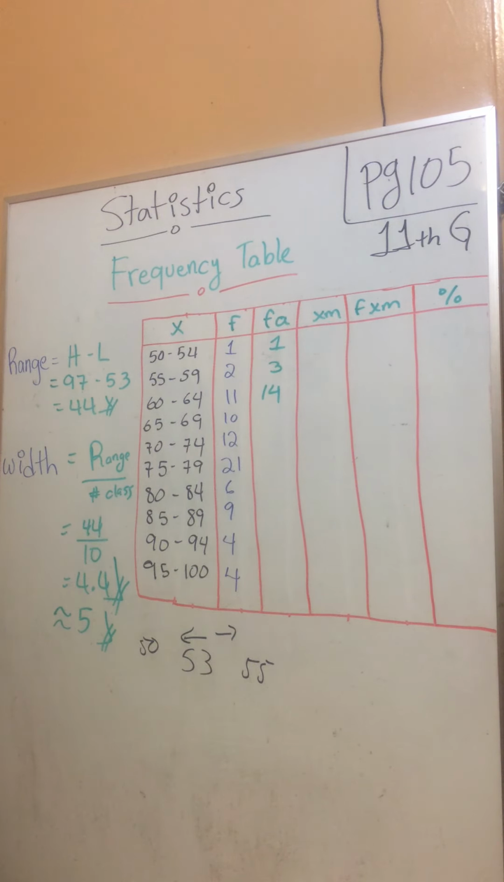Now, where do we get the next one? We would take 14 that we have between 50 to 64, and then add it with the 65 to 69, which is 10. So then we have 24. Then 24, and then we have the 12. We're going to have 36, because all of this needs to add to the total amount of data.